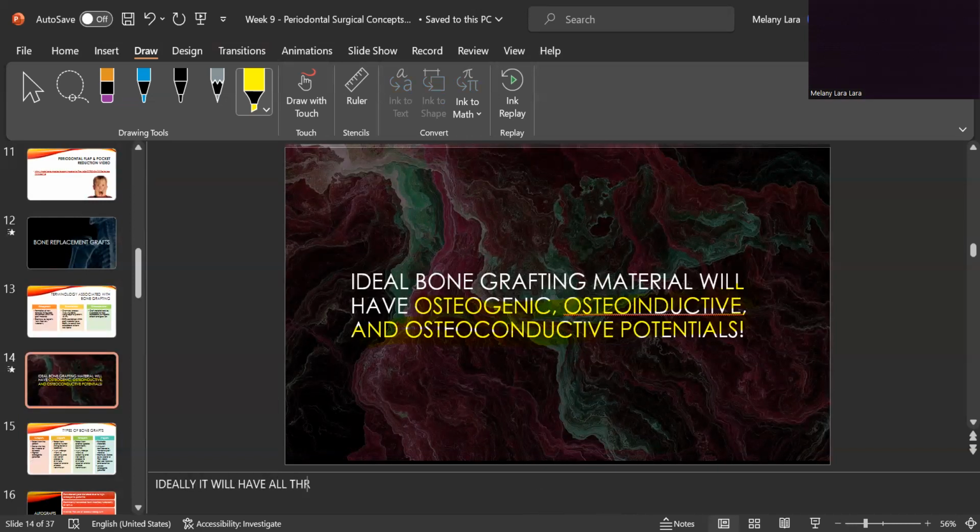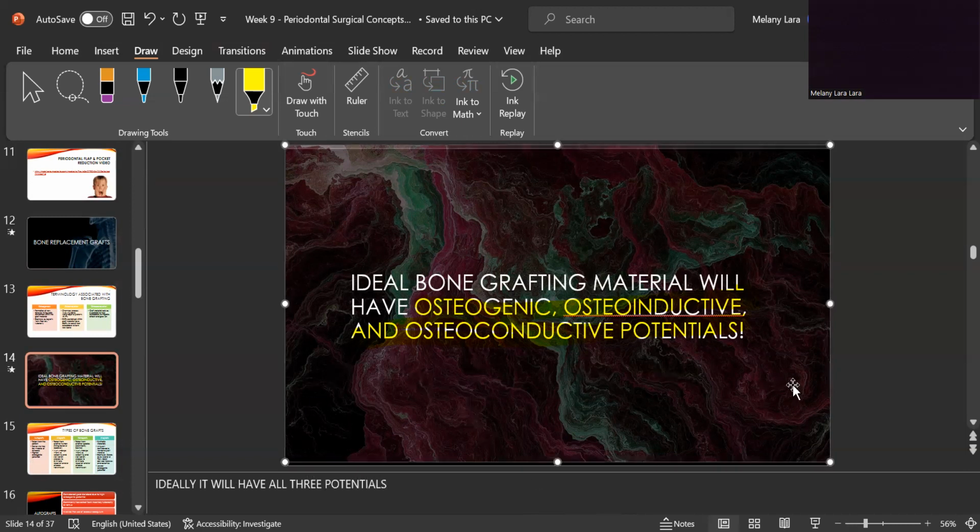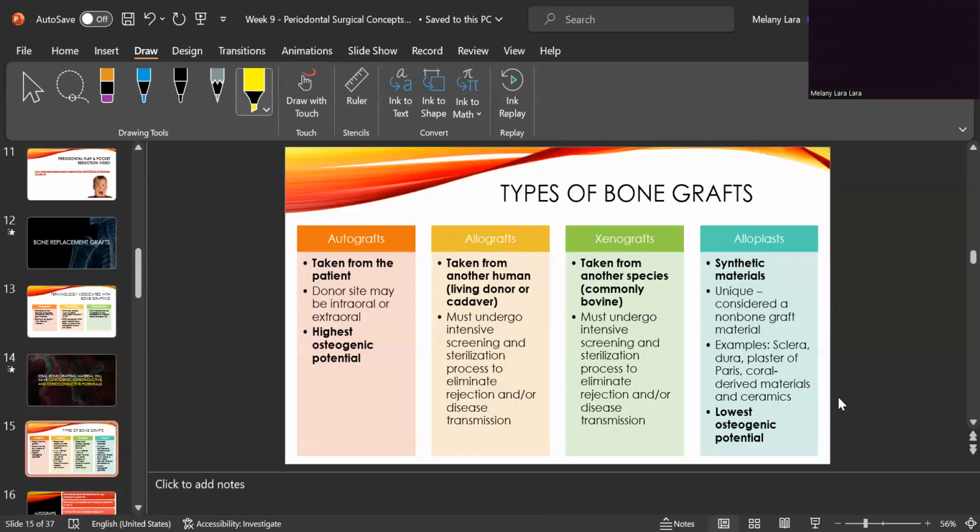In autografts, auto are cells taken from our own body. This one will rely on either an extraoral or an intraoral donor site, which we'll talk about in more detail in the coming slides. The autografts are taken from our cells, and these have the highest osteogenic potential. Which one is osteogenic? Our cell, the living cells, basically. So highest osteogenic potential, which we like.